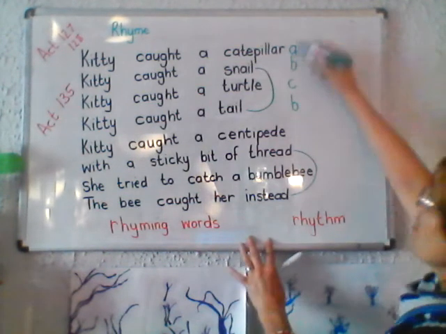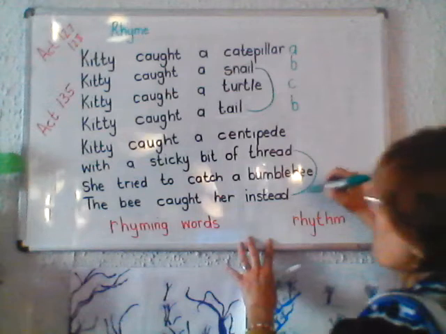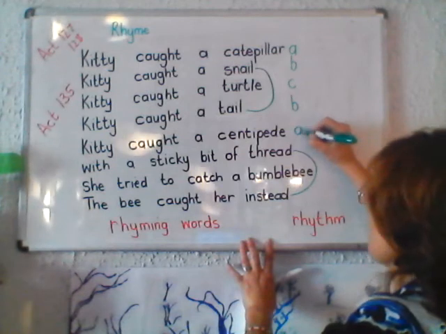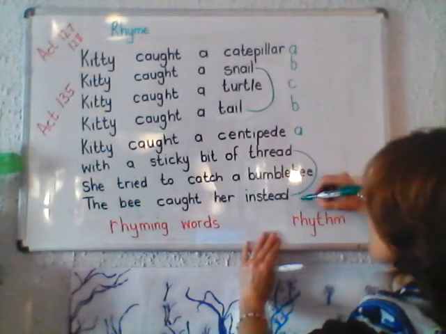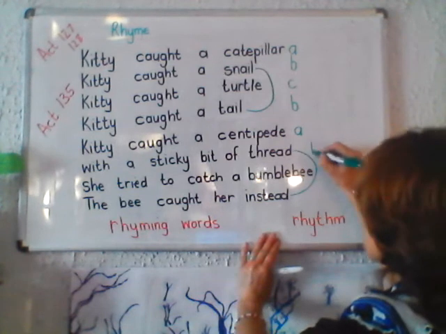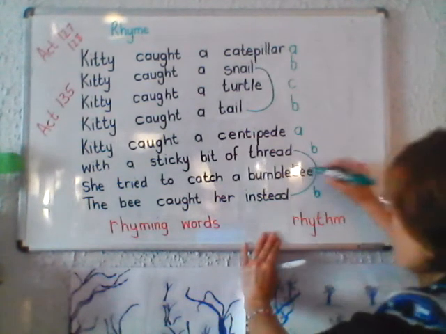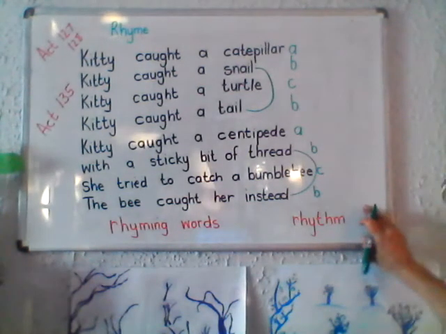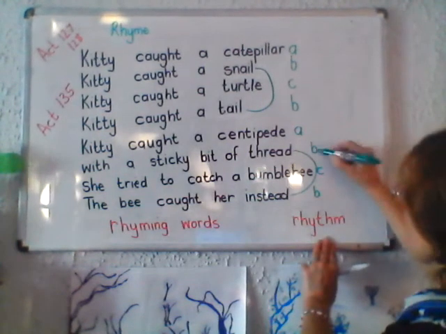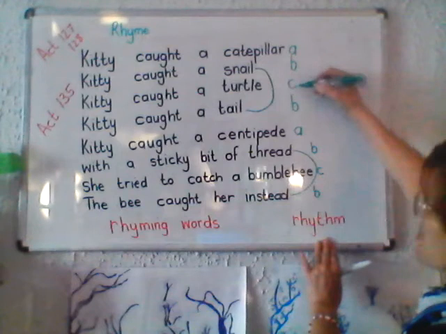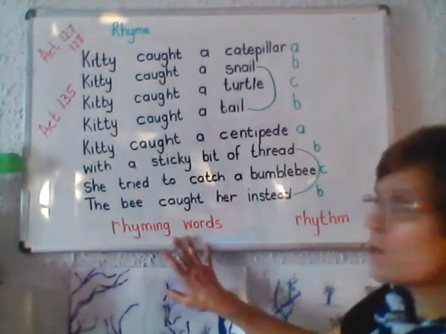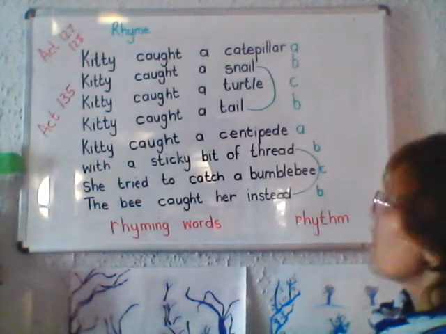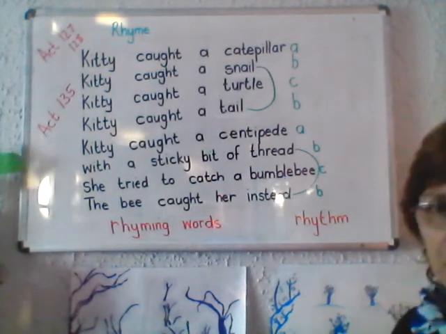Let's see if that rhyming scheme continues in the next lines. Centipede, anything? No, we said there was nothing, so it's an A again. We start with an A again. Thread and instead are rhyming words, so it's a B and a B. And bumblebee, nothing rhymes with bumblebee, so bumblebee will be C. And again, the rhyming scheme is A, B, C, B. It's the same as the first one. So that is rhyming words, and that is just a little something to tell you about. We're going to do the rhyming scheme in grade 5.